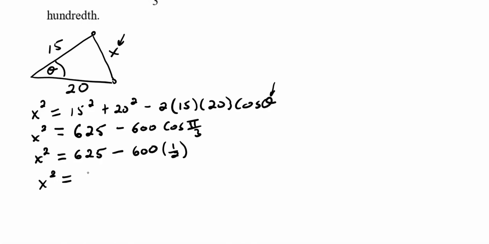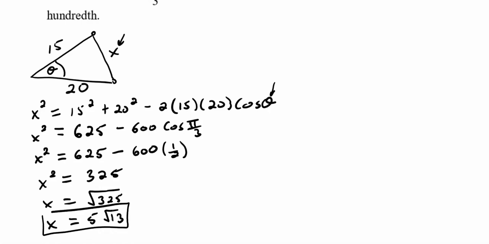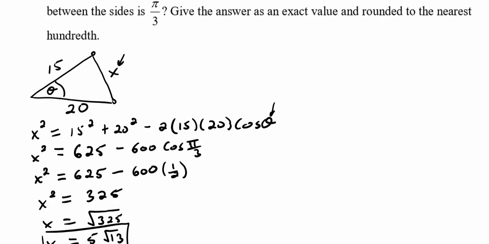So x squared is equal to 325. So x is equal to the square root of 325. If you split that up, that would be 25 times 13, so we could rewrite that as 5 root 13. All right, so we're going to need that in a second.